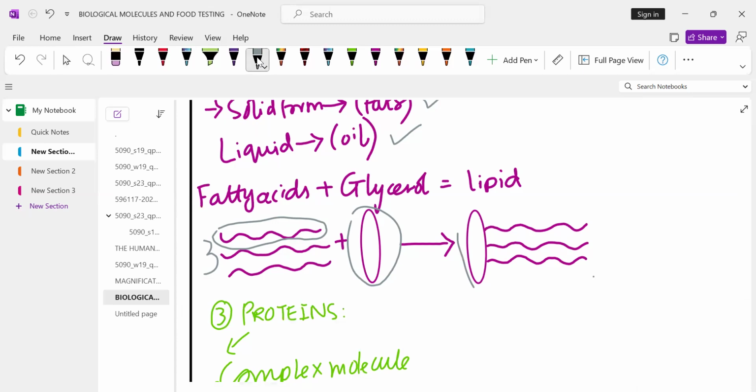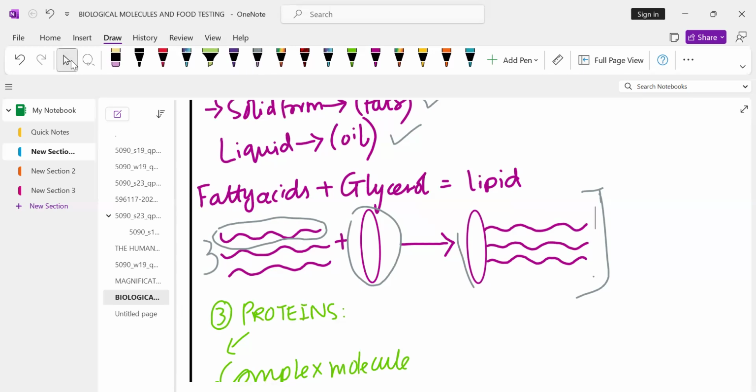In P2, this structure may come in part A of question number one, and they may ask you to name the above molecule. Its name is lipids. Sometimes in P1 or P2, they may ask how lipids are formed, like which equation for the formation of lipid is correct, which would be fatty acids plus glycerol makes lipid.